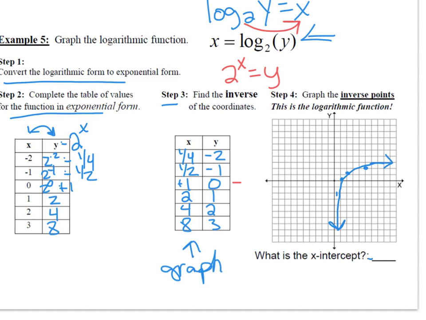So this is the shape I'm taking on. Okay, and what is the x-intercept? 1. And you will find the x-intercept is always going to be 1. The other thing I want to point out here is if you look at domain and range of this, the domain, the x values are always positive. So I only have x values on the right side of the coordinate grid. So it's different than when we did the exponential functions.